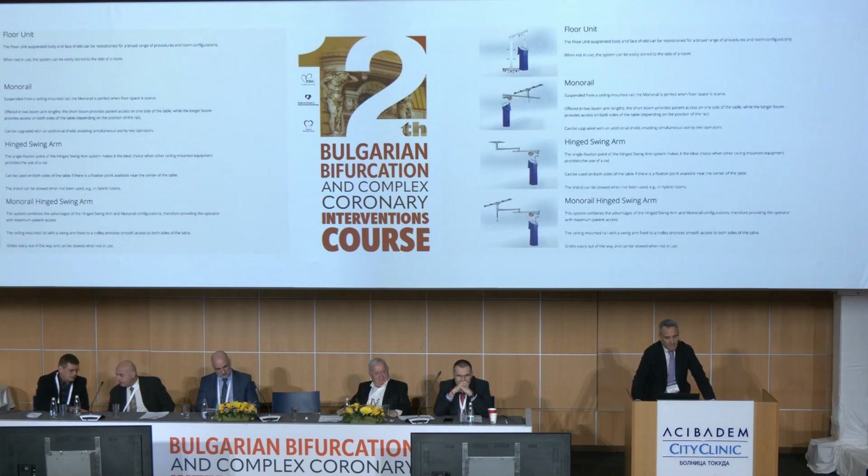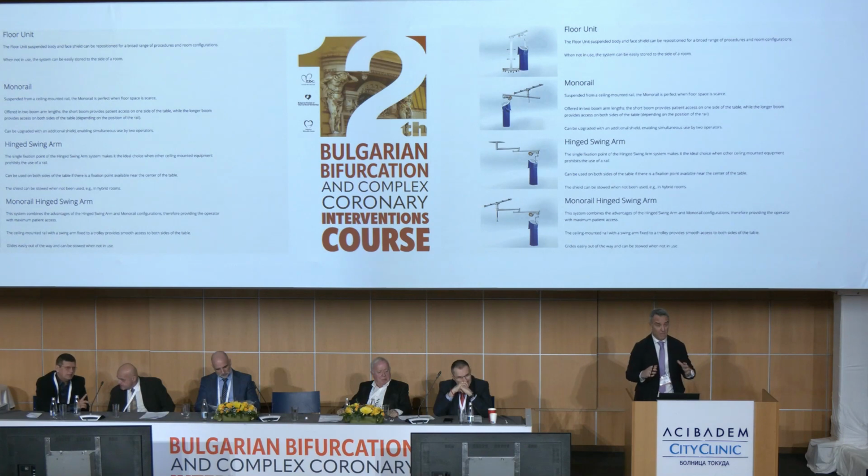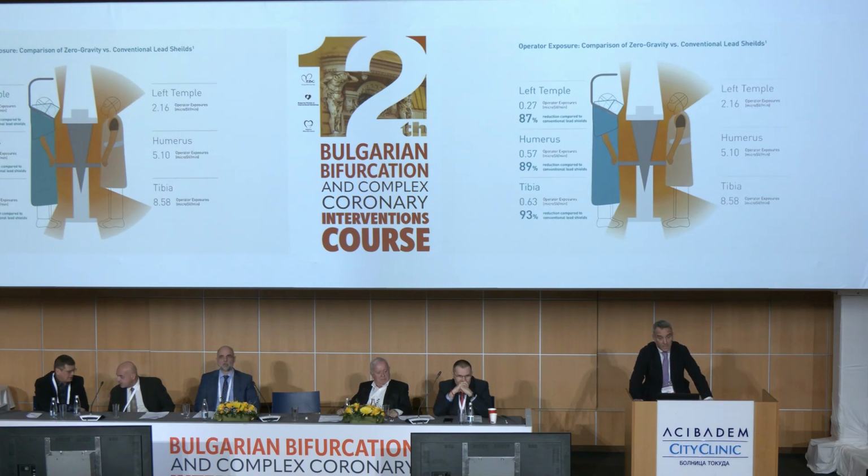It has a floor unit, a monorail unit, a hinge swing arm, and a monorail hinge swing arm. So basically you can put it in your cath lab and move it around the table wherever you want, and you can put it in whichever position you want. Because it has a shield over here, it also protects the left temple, the humerus, the tibia, because those, as I told you, are the parts that are not protected by your apron vest.